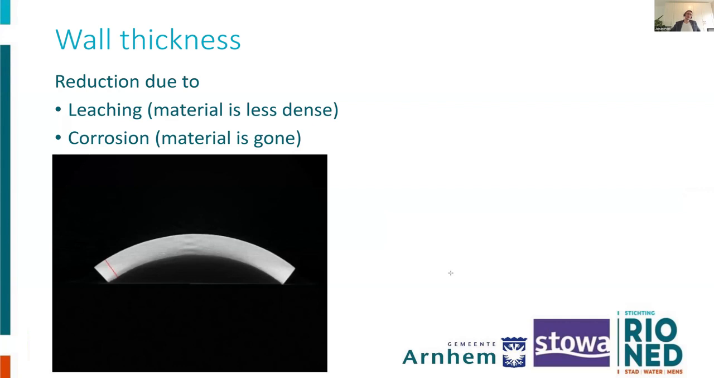Well, we only got the results about 3-4 weeks ago, so I didn't perform the full analysis yet. But if you see some leaching, then the material is less dense, like I explained. And if there's really corrosion, then the material is simply gone. Can you show the next slide, Tom?